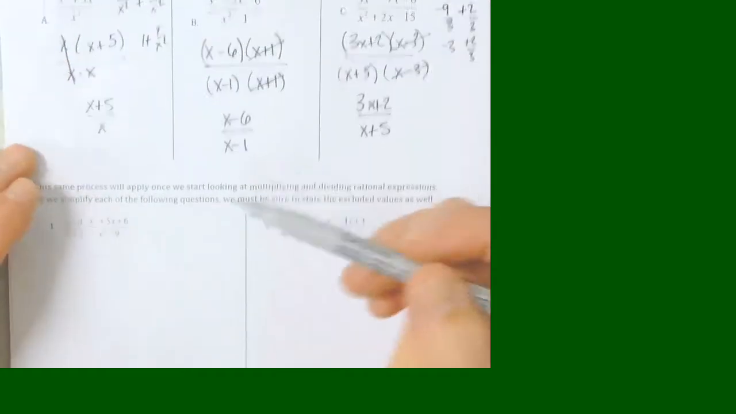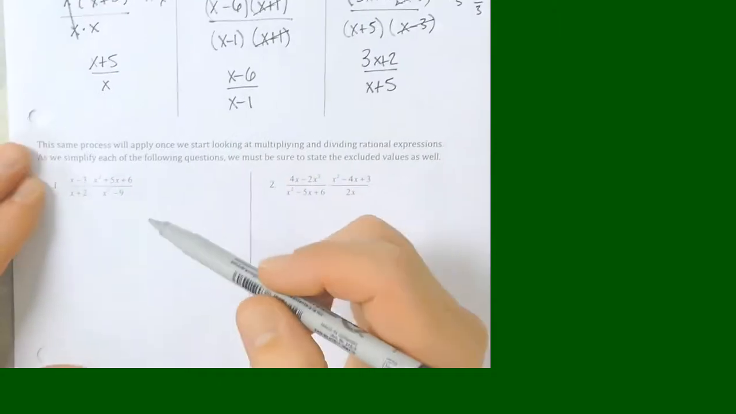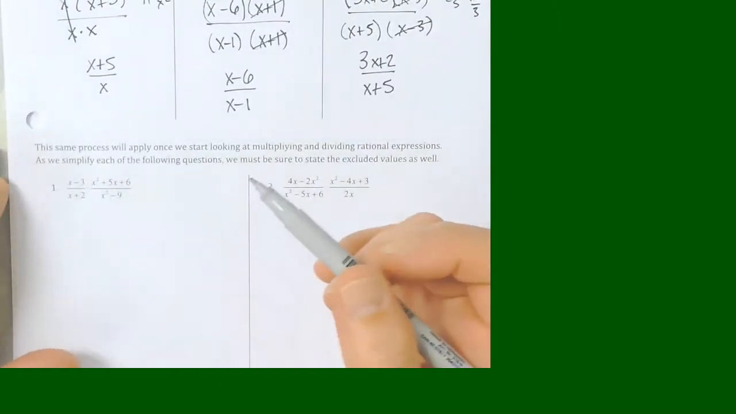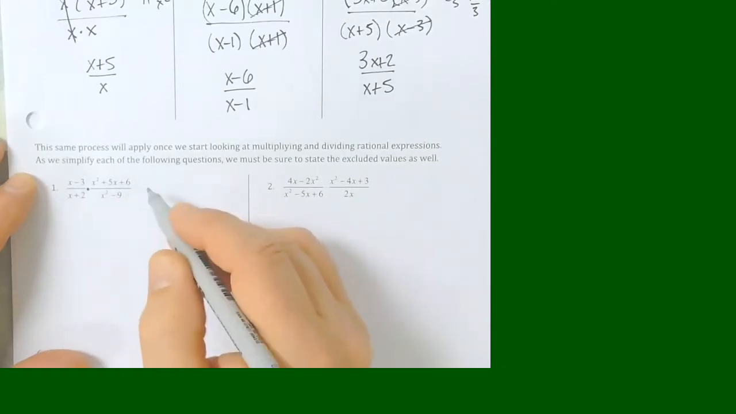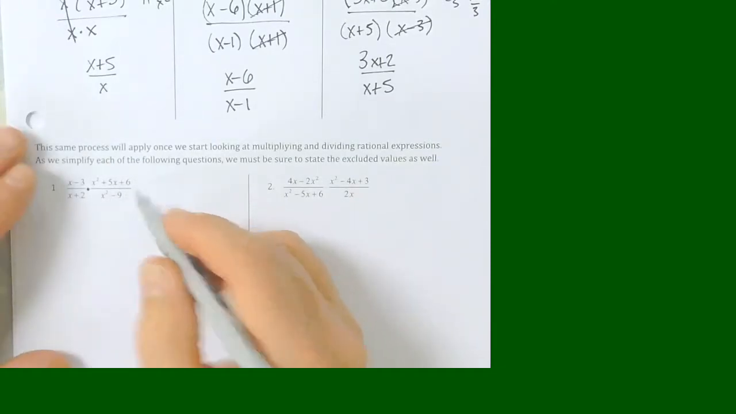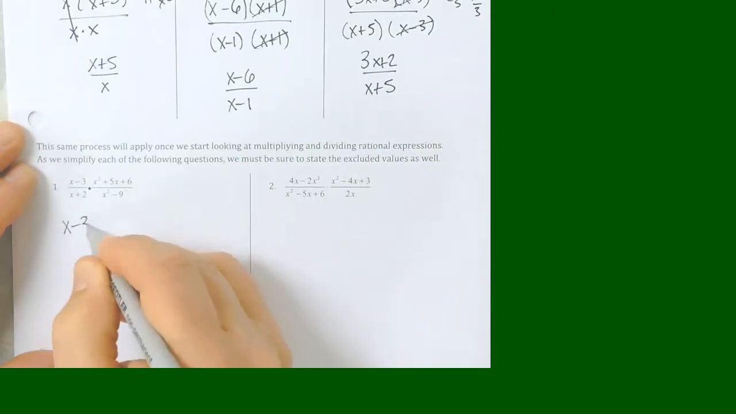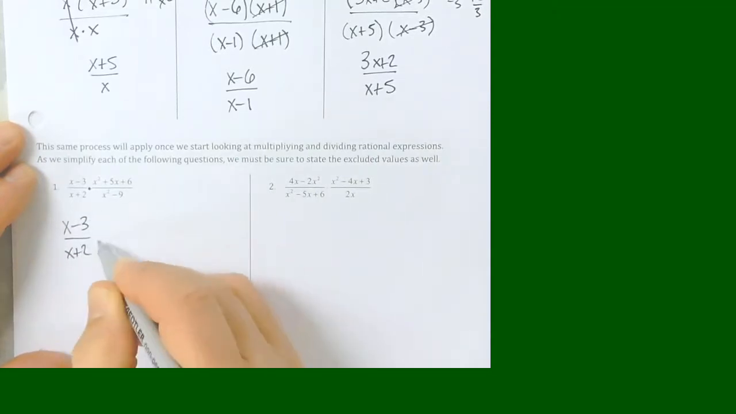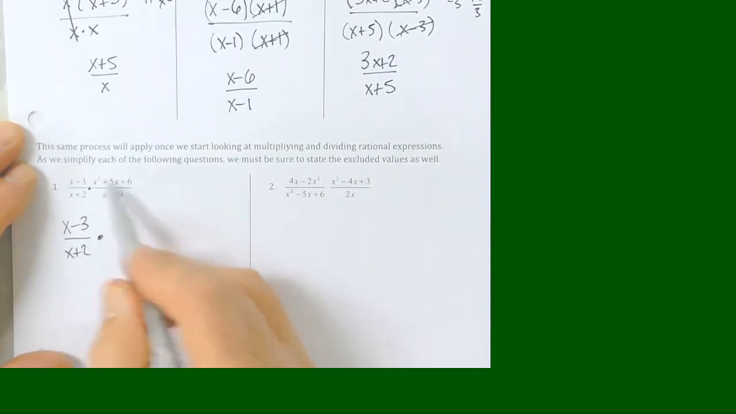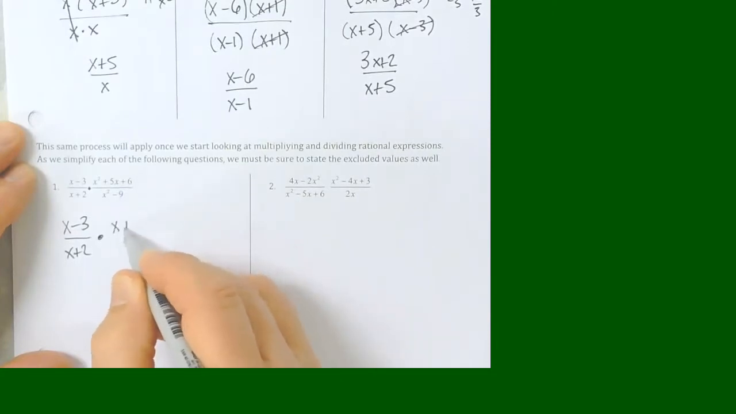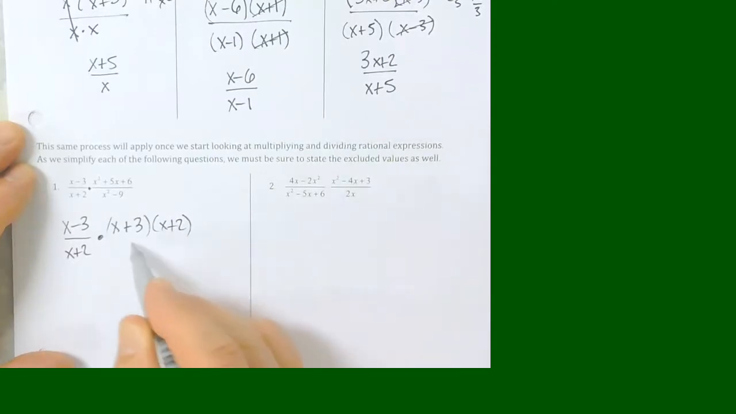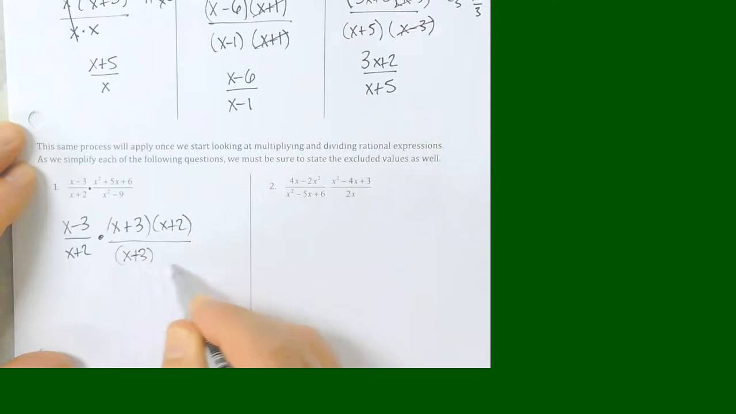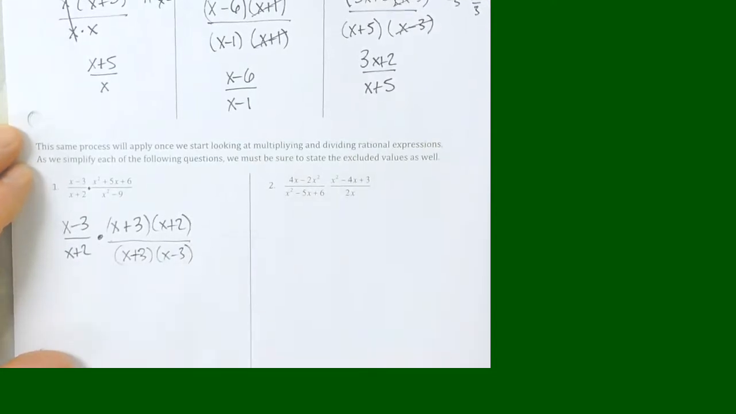Multiplying and dividing polynomials. Let's look at x minus 3 divided by x plus 2 times x squared plus 5x plus 6 over x squared minus 9. I'm going to rewrite it: x minus 3 over x plus 2, and I'm going to factor: x plus 3, x plus 2 over x plus 3, x minus 3.